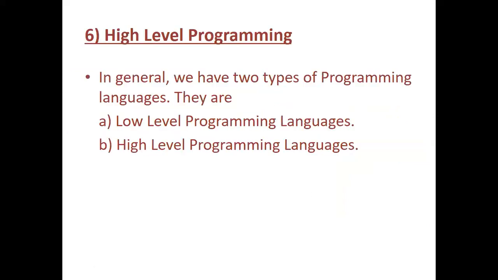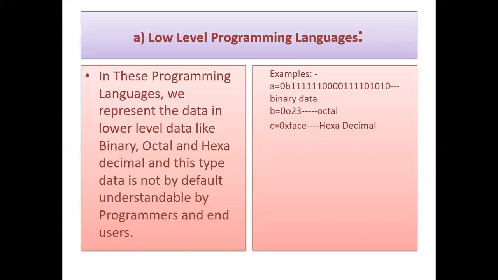Now, why is it called a high-level programming language? Students, in general, we have two types of programming language: one is low-level programming language and the second is high-level programming language. What is the difference between them? A low-level programming language is one in which we represent data in binary, octal, or hexadecimal. Do you people understand binary, octal, or hexadecimal? No. So the programming language which gives the result in binary, octal, or hexadecimal data, which is not understandable by the end user, is a low-level programming language.